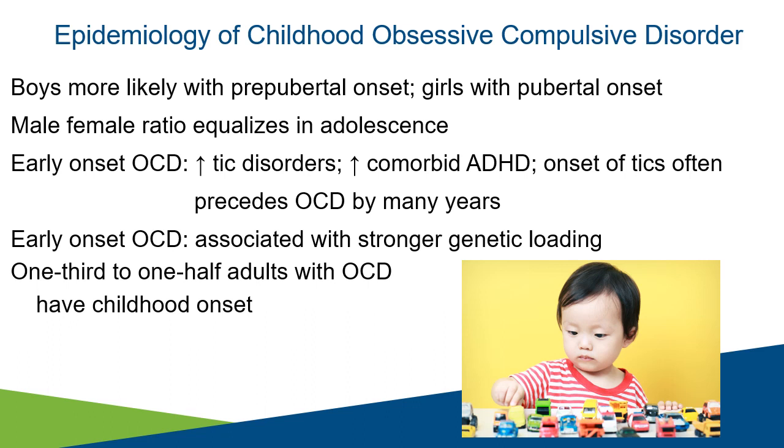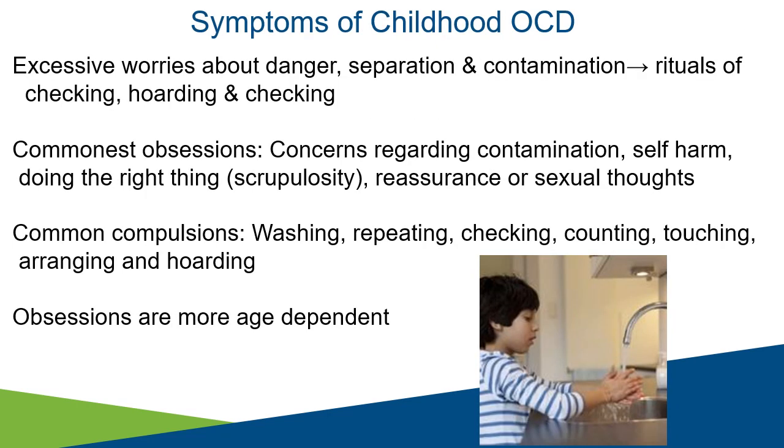Lastly, we have childhood OCD. Early onset OCD typically presents with an increase in tics or a tic disorder, and they also have a comorbidity of ADHD. It's important to note that about half of adults with OCD did actually have a childhood onset. So they had it from childhood to adulthood. And then just remember the symptoms of OCD: you have obsessions and compulsions.